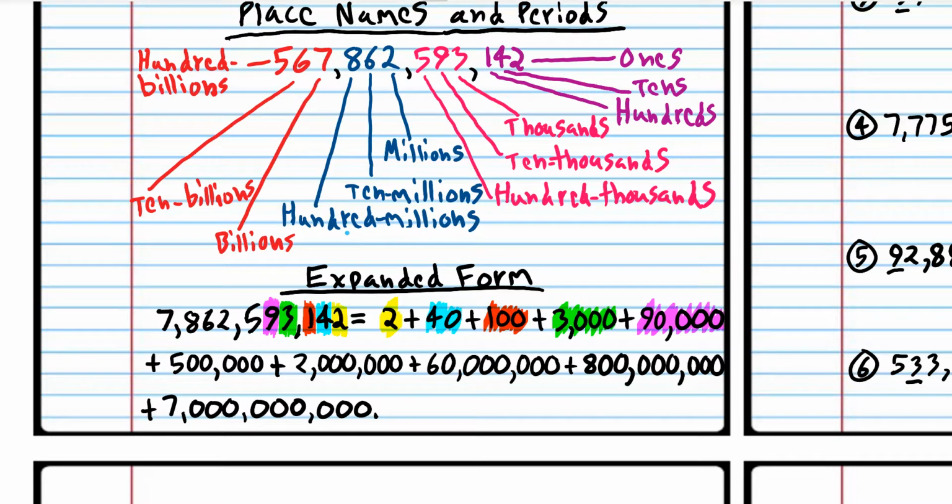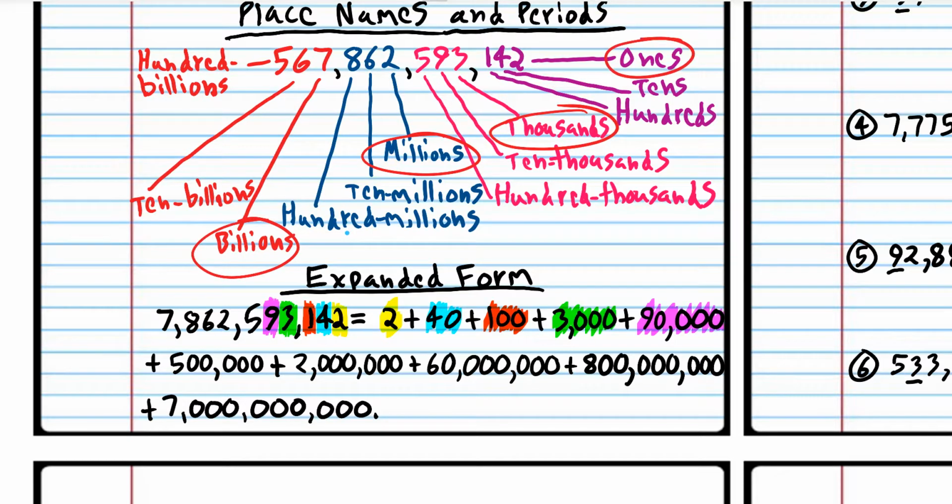Now, why is it that all the numbers are put into groups of 3? I don't know if anybody knows why. But these numbers are read in the same way. 567, 862, 593, 142. And you always have the name of the group.